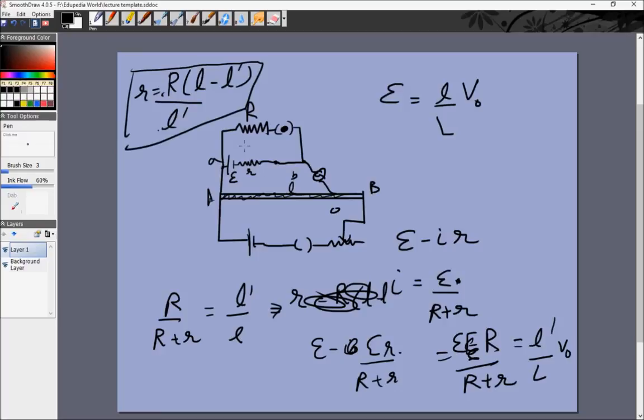This completes potentiometer. In the next video, we'll actually see how to solve cases of circuits which involve both resistors and capacitors.